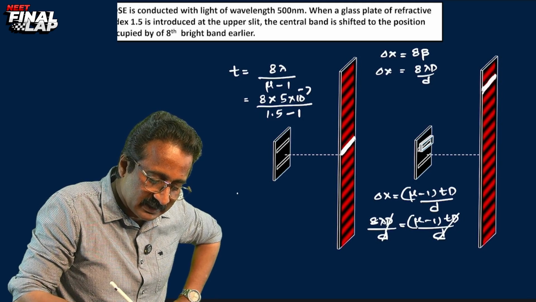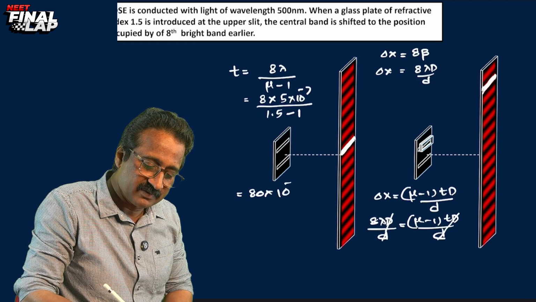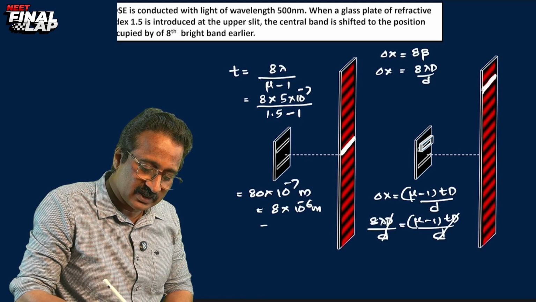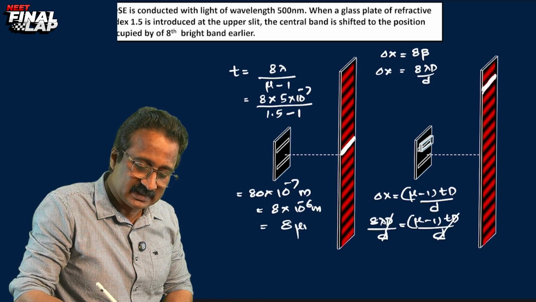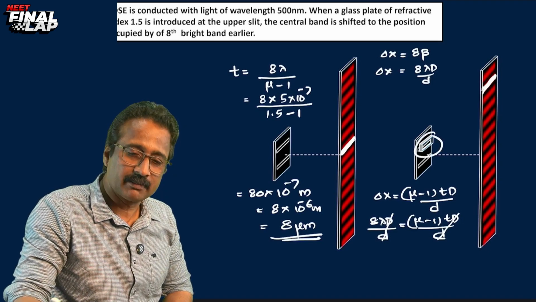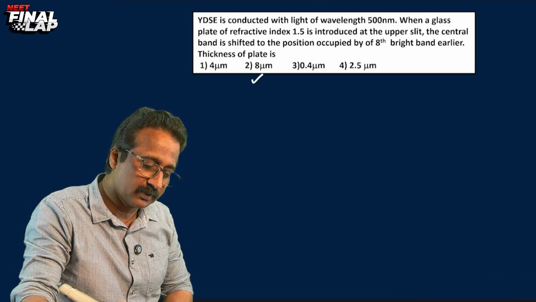So I'm coming to the answer. It is 80 into 10 raised to minus 7 meter, or I would say it is 8 into 10 raised to minus 6 meter. And 8 into 10 raised to minus 6 can be rewritten as 8 micrometer. So the thickness of the slab, this is the slab, it is 8 micrometer. So what is that? Yes, you can go with option 2.